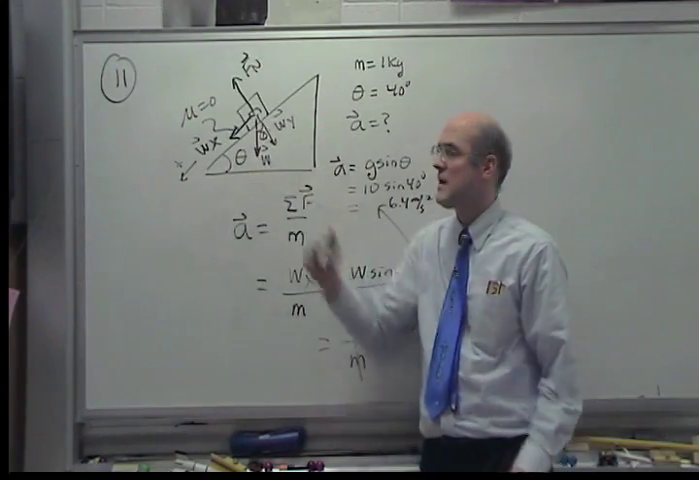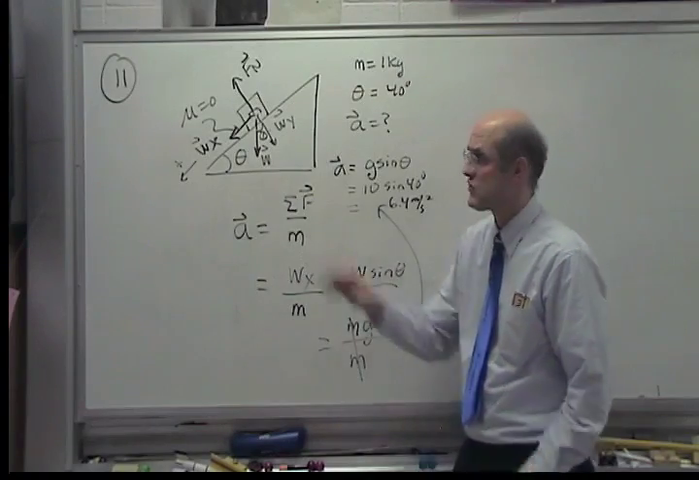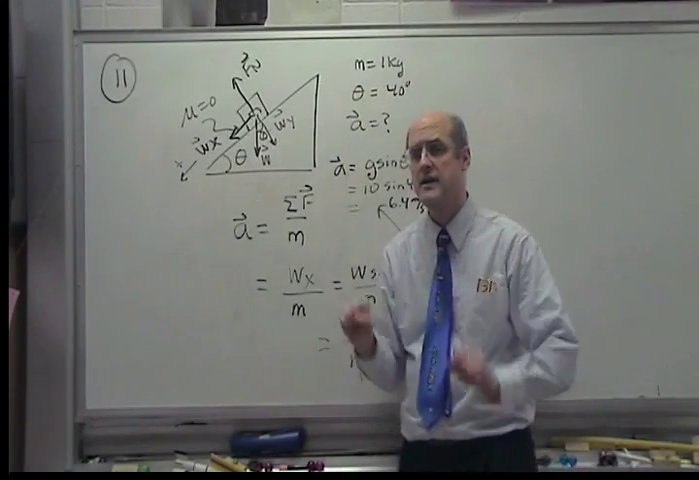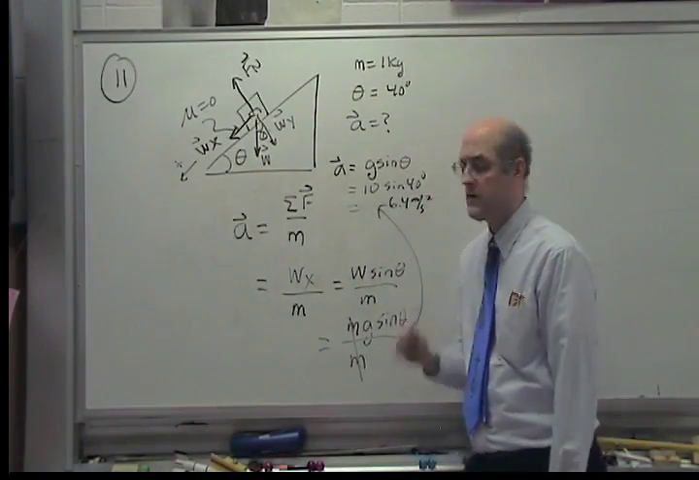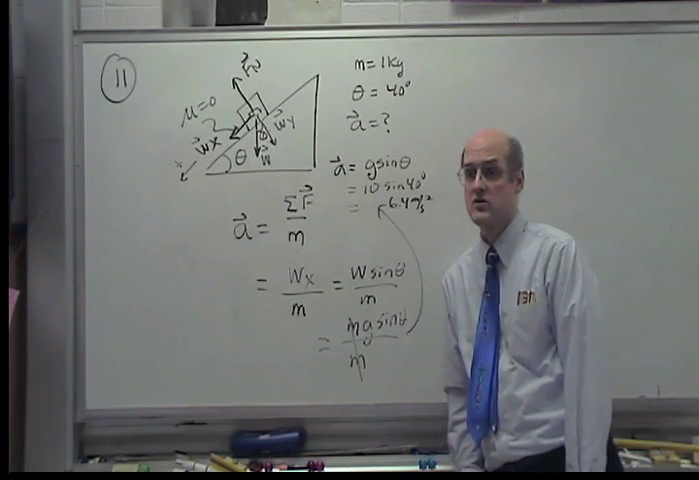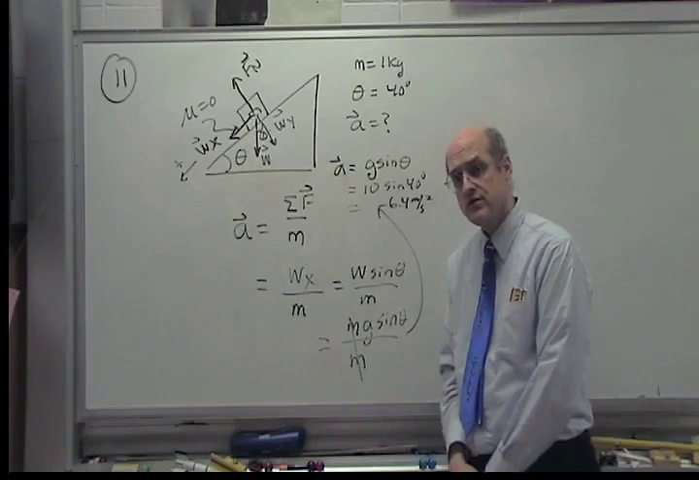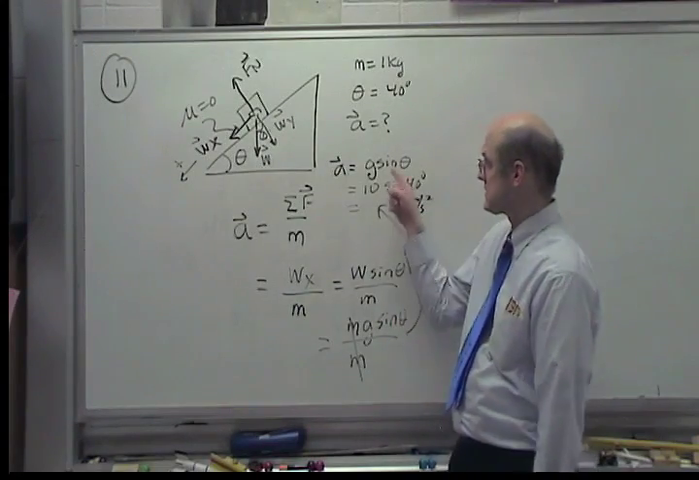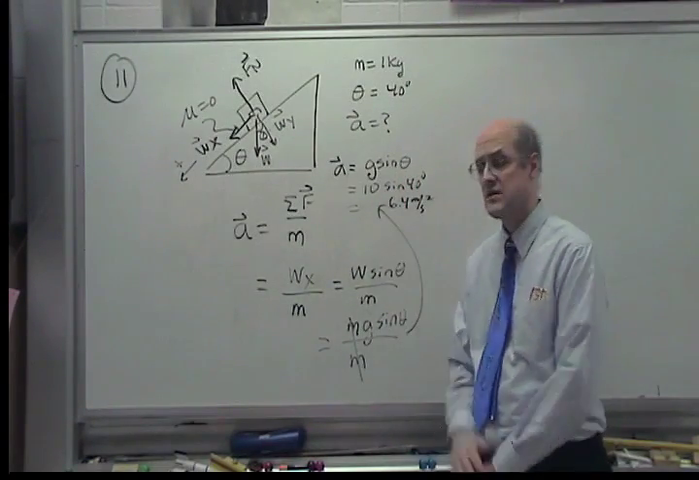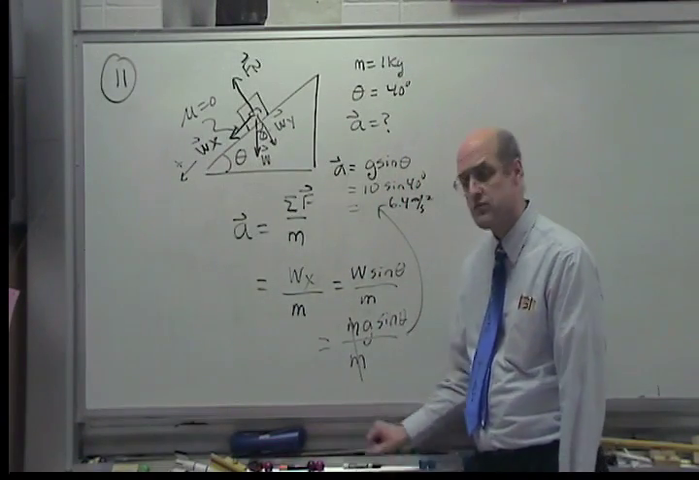We say that an inclined plane dilutes gravity. So this box is falling down the incline at only 6.4 meters per second squared. The steeper the incline, the greater this acceleration. If it's 90 degrees, sine of 90 is 1, you get an acceleration of free fall, 10 meters per second squared.